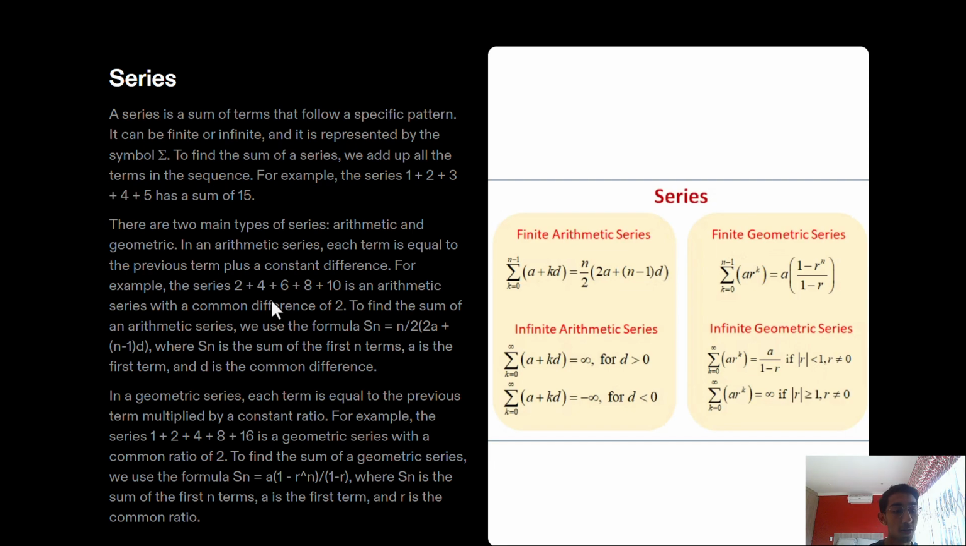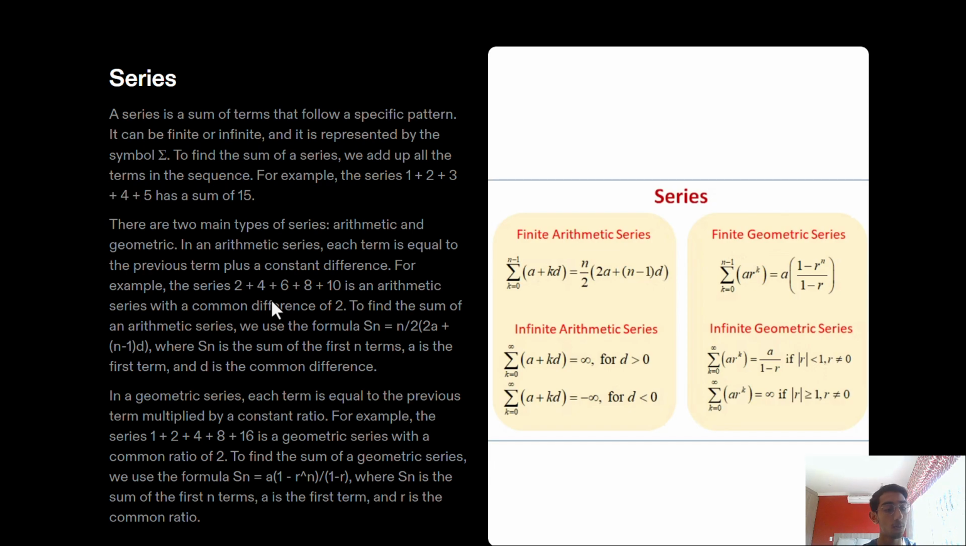To find the sum of an arithmetic series, we use the formula Sn is equal to n over 2 multiplied by (2a plus (n minus 1) multiplied by d), where Sn is the sum of the first n terms, a is your first term value, and d is your common difference. In a geometric series, however, each term is equal to the previous term multiplied by a constant ratio.